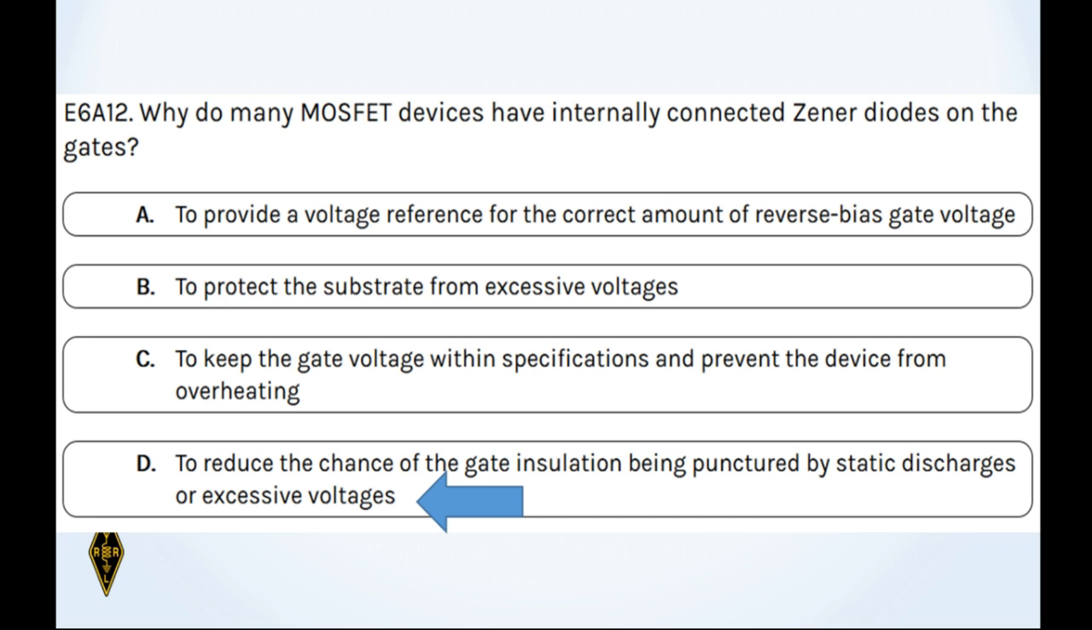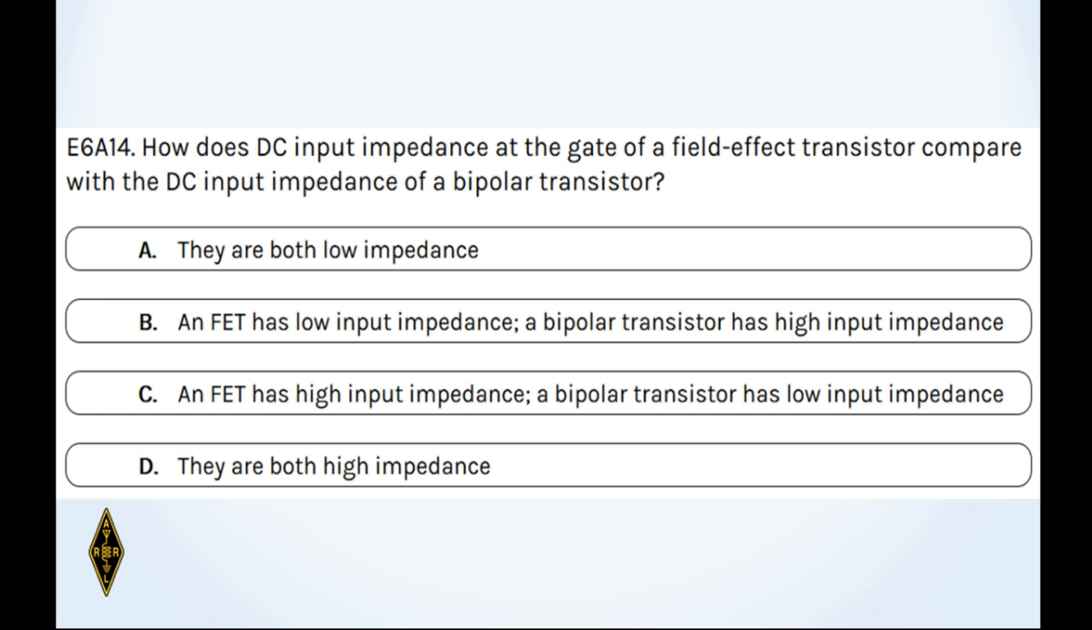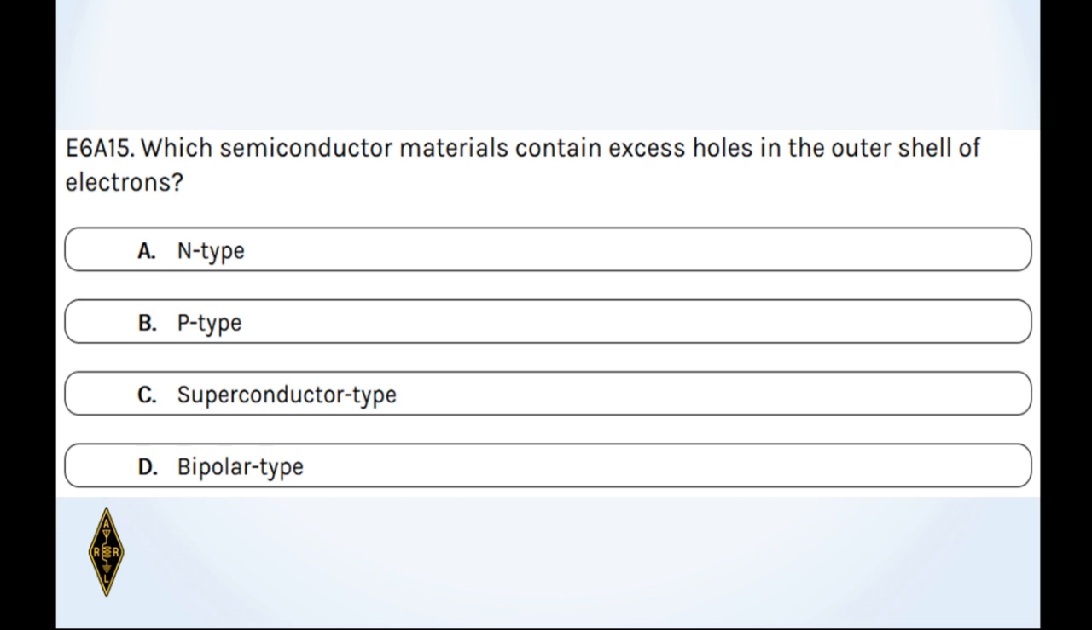And how does DC input impedance at the gate of a field effect transistor compare with the DC input impedance of a bipolar transistor? An FET has high input impedance. A bipolar transistor has low input impedance. And which semiconductor materials contain excess holes? Holes are p-type material, or in this case, B.